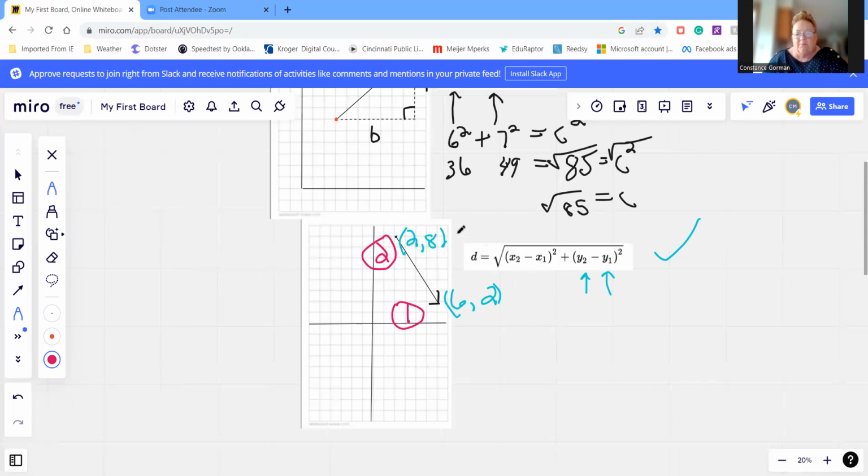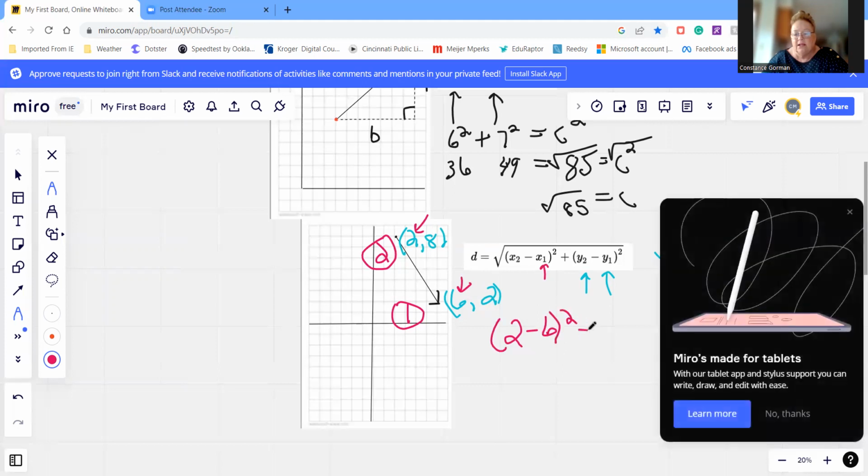So the x-coordinate of point 2 is here. This is point 2, that's the x-coordinate. So 2 minus, notice I'm just filling in the information. The x-coordinate of point 1 is here, so that's 6. Then you square the quantity, and let's keep going.